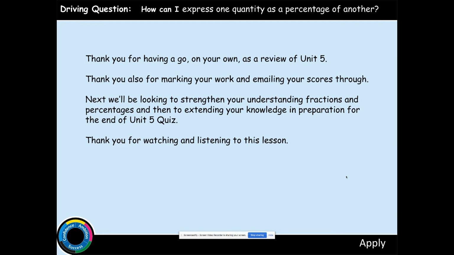Thank you also for marking your work, and maybe if you could email your scores through, that would be a help as well. Next, we'll be looking at strengthening your understanding of fractions and percentages, and then extending your knowledge in preparation for the end of Unit 5 quiz.